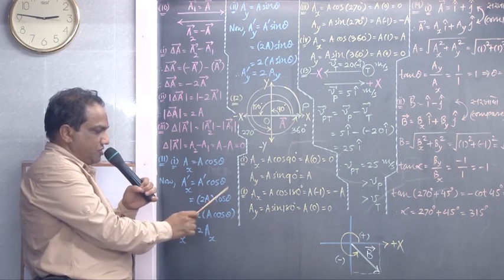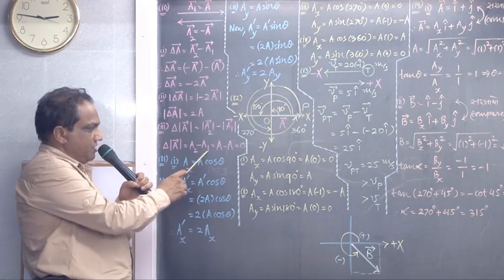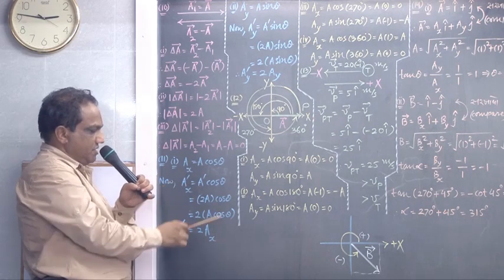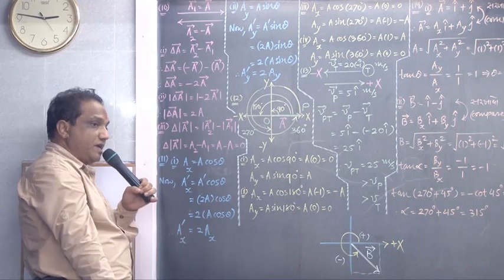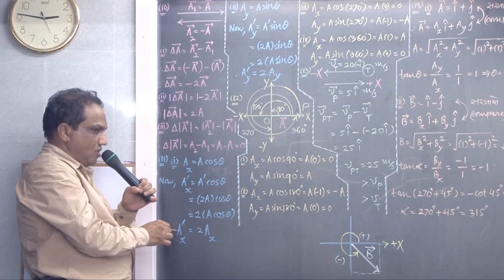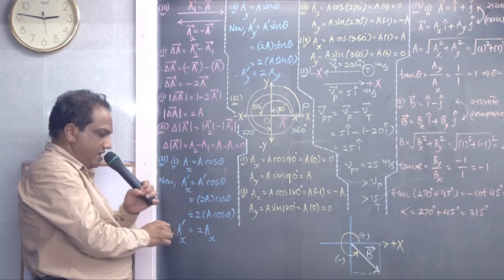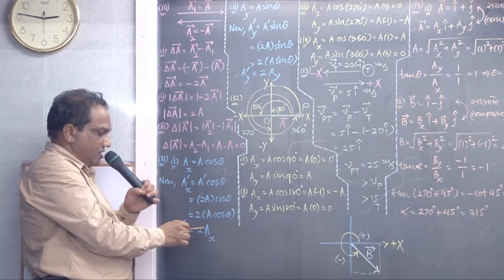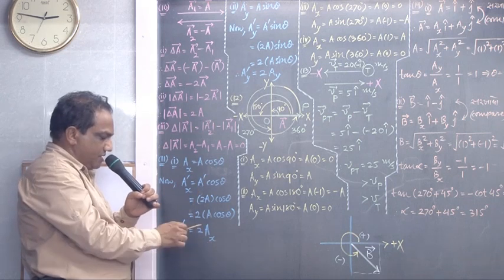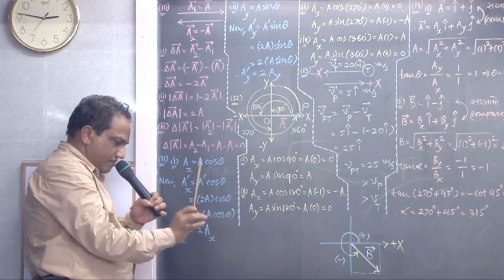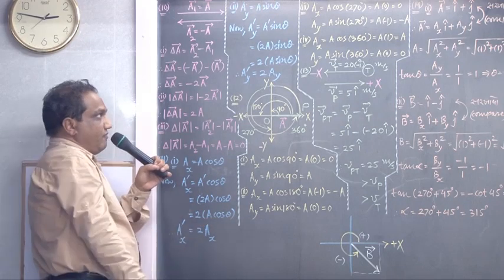Now, 2 into A cos theta. But what is A cos theta? It is Ax. So this A cos theta can be replaced by Ax. So it is 2 into Ax. So the new x component of vector A will be double the initial x component of vector A. Fine. Similarly, we can prove it for the y component.